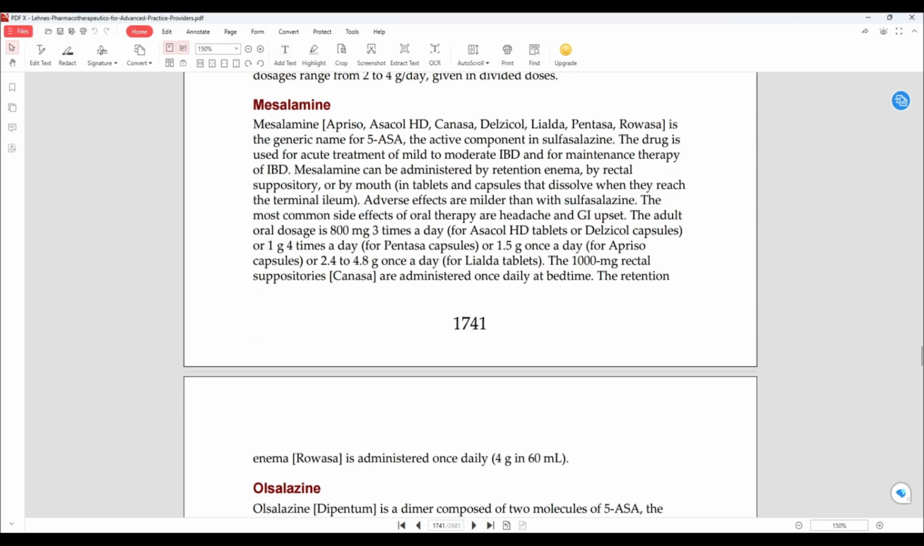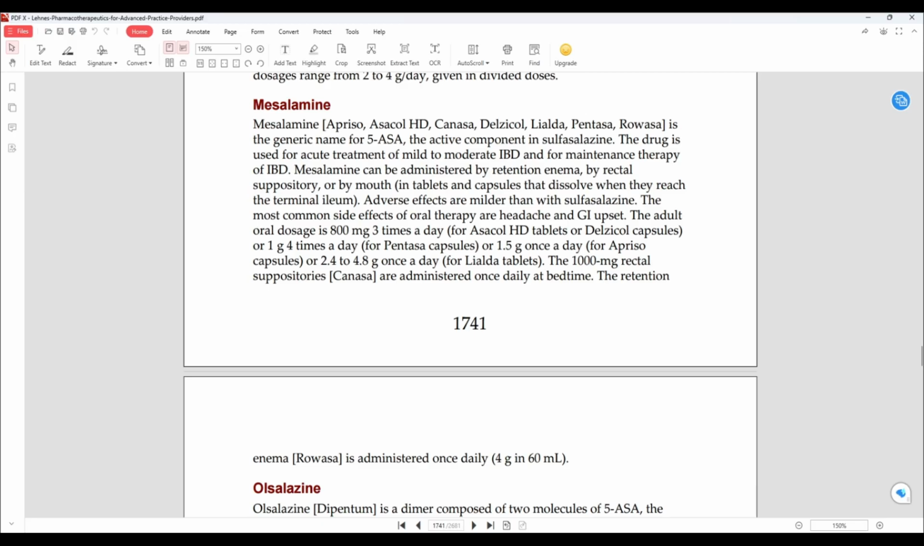Which brings us to the next medication, mesalamine. Mesalamine is a generic name for a 5-ASA, the active component in sulfasalazine. The drug is used for acute treatment of mild to moderate IBD and for maintenance therapy of IBD. Mesalamine can be administered as a retention enema, by rectal suppository, or by mouth.